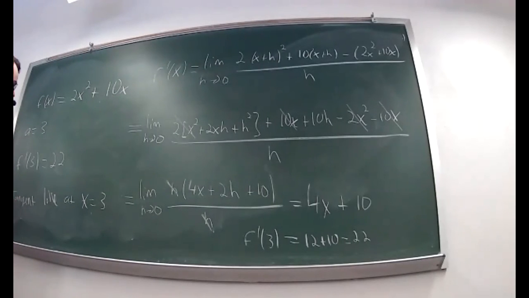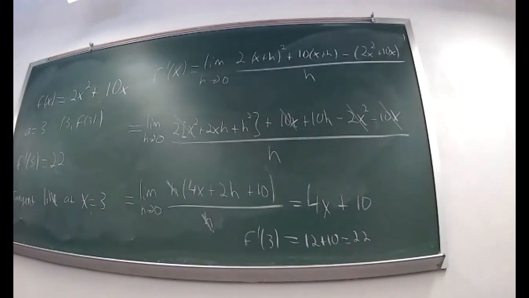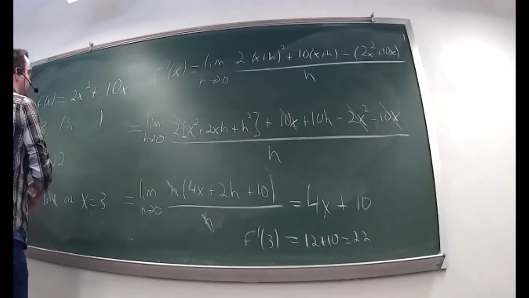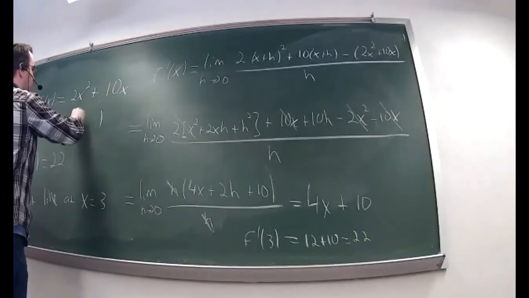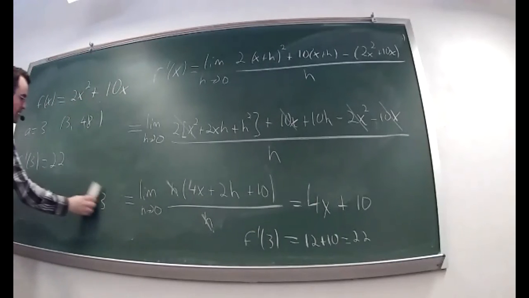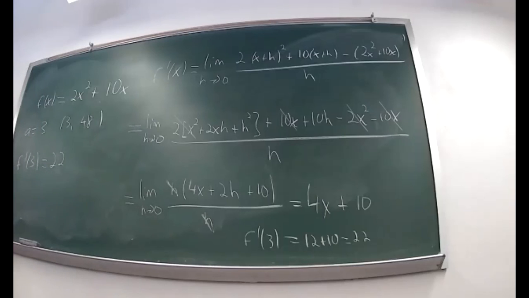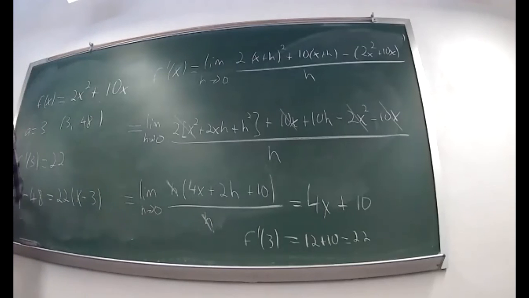And now what's the tangent line at x equals 3? So when x equals 3, what's f of 3? That's just plugging in the number 3. That's 2 times 9, that's 18, plus 30, so I think we get 48. So you want the line that has slope 22 and goes through the point (3, 48). So I'll simply take y minus 48 is equal to 22 times x minus 3. And so that's my tangent line.